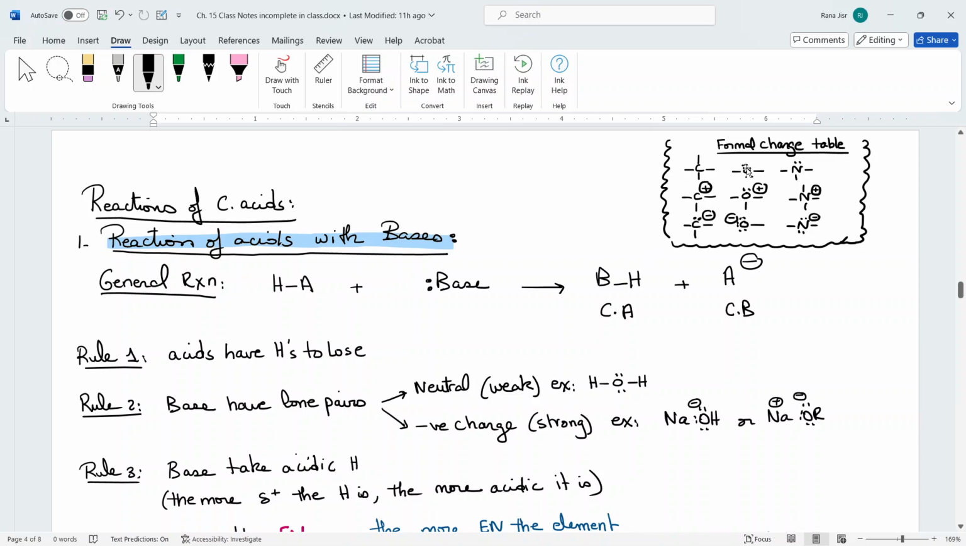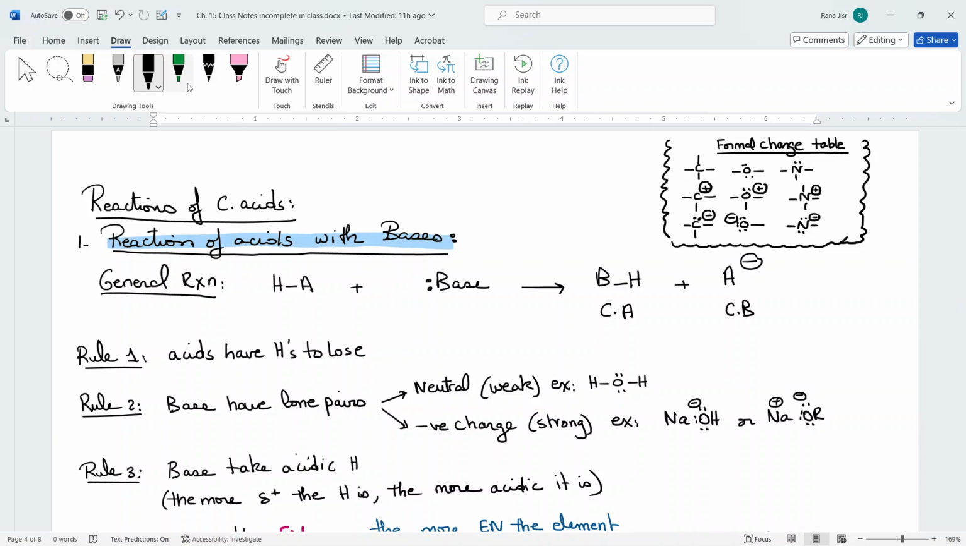And if oxygen has two bonds and two lone pairs, this is a zero charge. Also, we use it in bases. By definition, a base is a compound that has a lone pair, and it can be either strong or weak. If it's strong, it should have a negative charge. And these are the examples there.